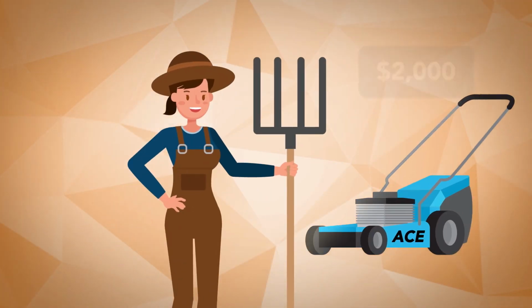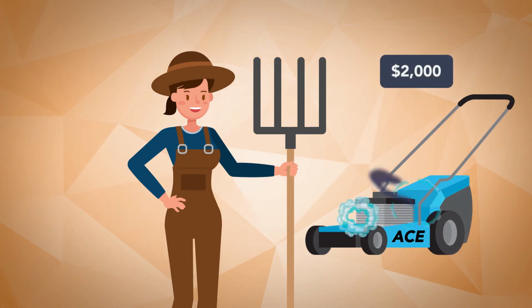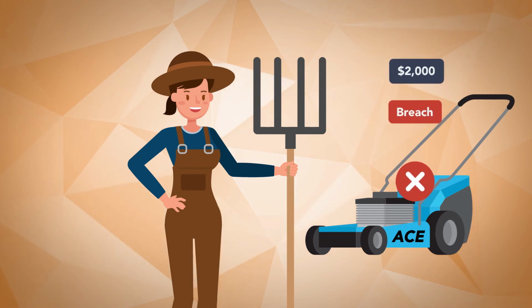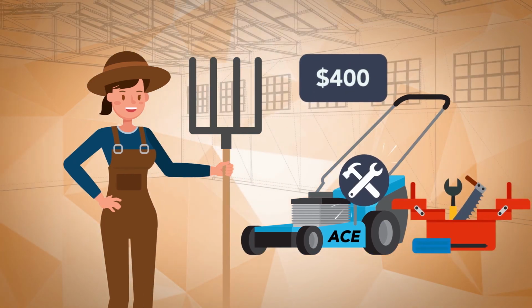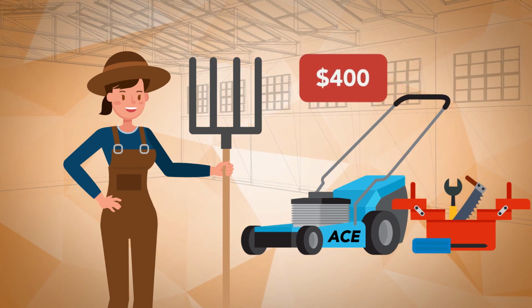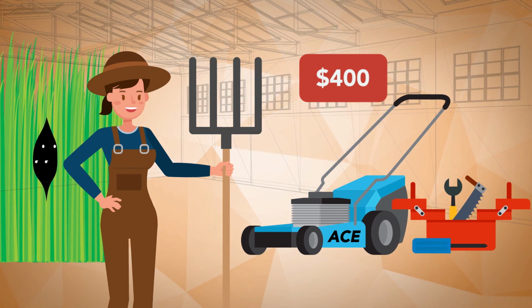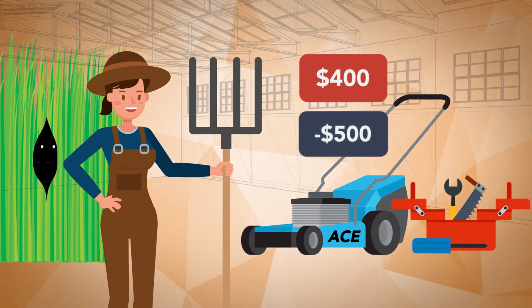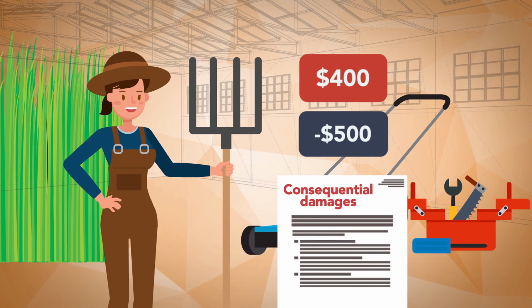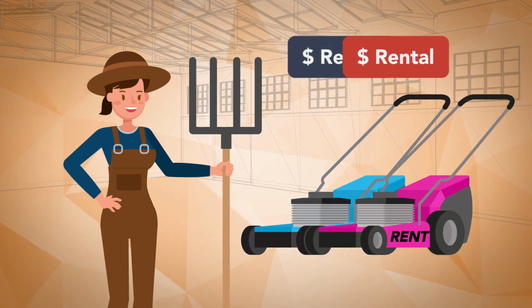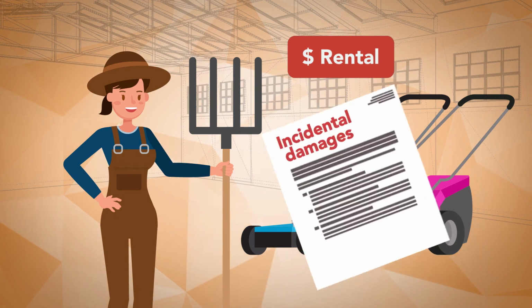For example, assume Josephine did receive her lawnmower from Ace for $2,000, but the mower was defective. She could simply reject the mower and treat it as a breach. Alternatively, if she spends $400 on parts and labor to fix the defective mower, she can recover that $400 from Ace. If, during the time it took to make the repairs, she lost $500 and lost business, that could constitute consequential damages. Moreover, if she rented a mower to hold her over until the defective one could be fixed, the cost of the rental could also be added as incidental damages.